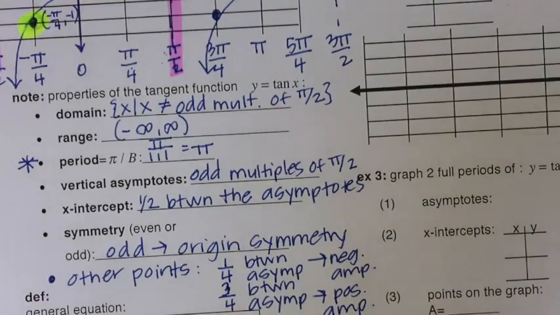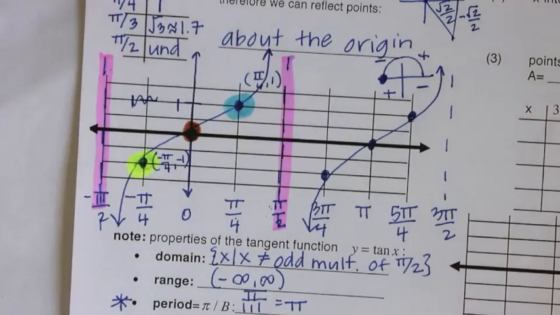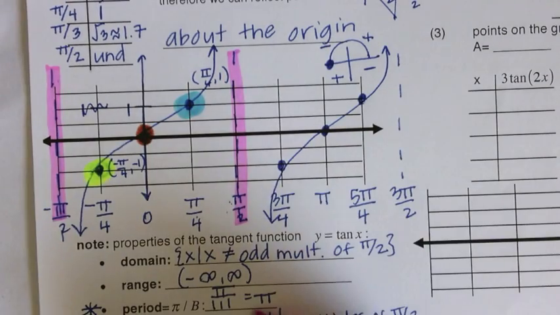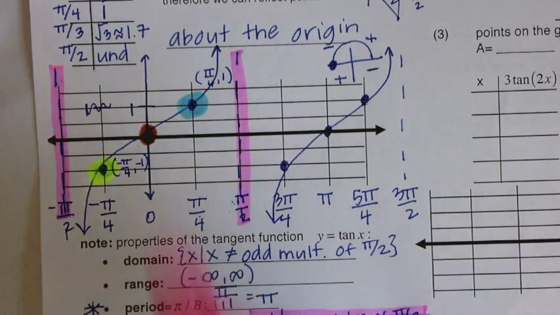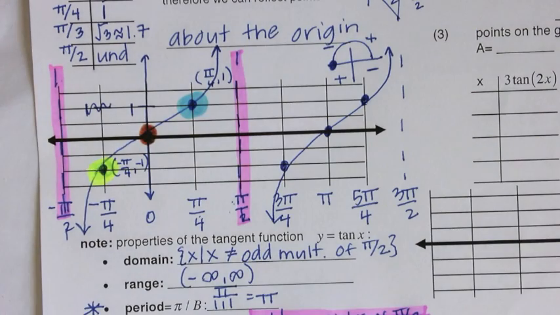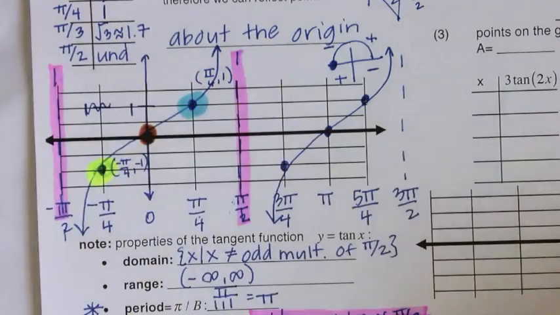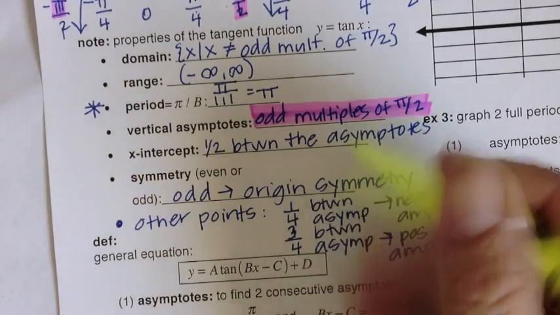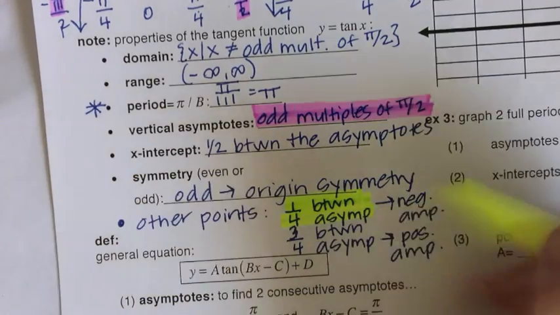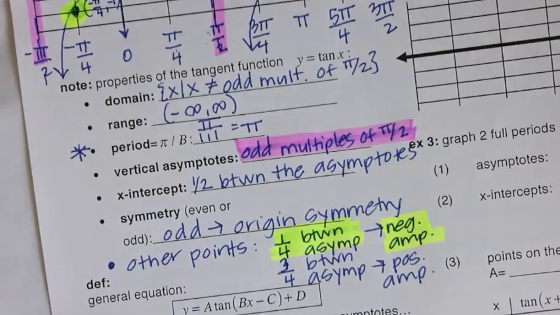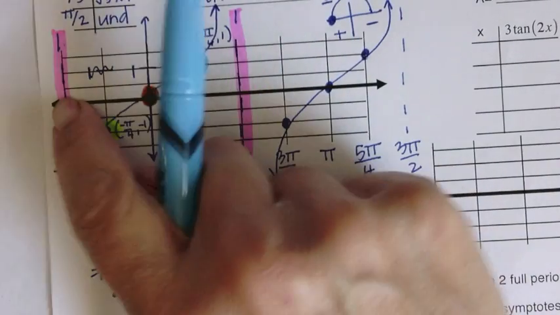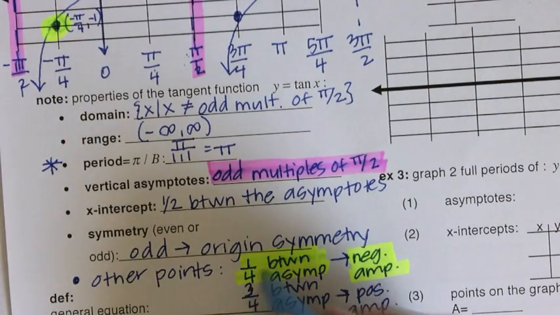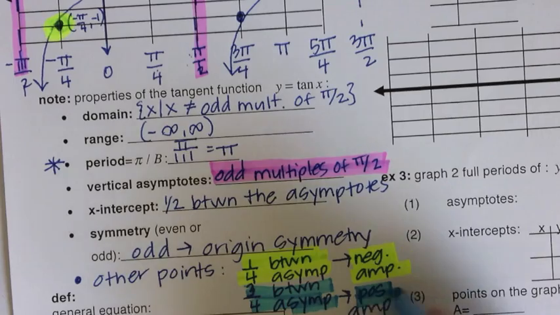So I'm just going to highlight some of these things to tie it to the graph here. So first of all, the vertical asymptotes are at the odd multiples of pi over 2. Okay, so that's what's highlighted in pink in words and on the graph. The other points, so I have this point highlighted right here, that is the quarter way between the asymptotes, and it has a negative amplitude. And then the other one is this blue point right here, and it's 3/4 of the way between the asymptotes. That one has a positive amplitude.